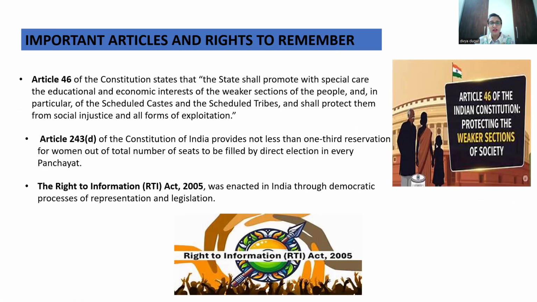While making you read this, suddenly one more article is coming to my mind: Article 21A. You might be asked a question on this in your exams. According to Article 21A, all children aged 6 to 14 will get free and compulsory education. So these are the important articles and rights to remember, which I just told you. I hope it's clear, children.